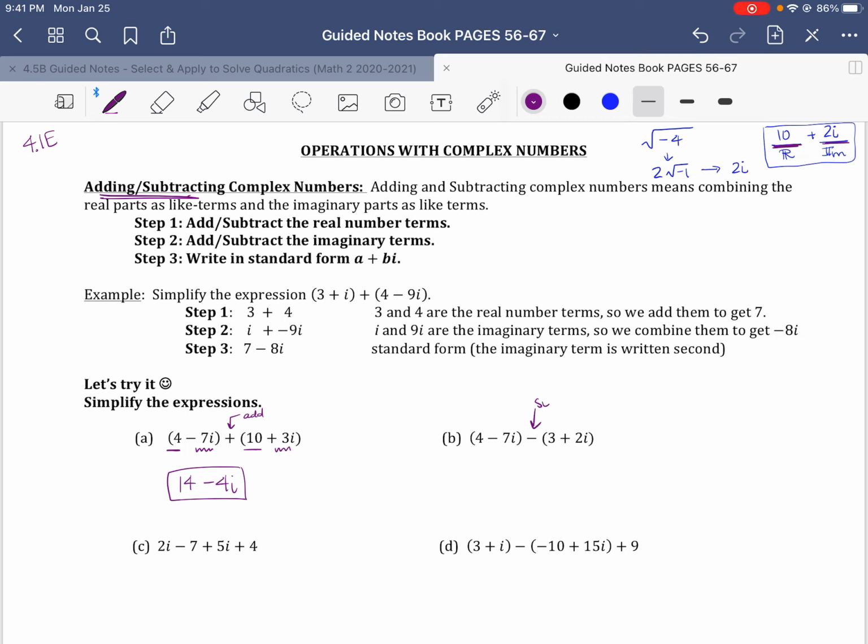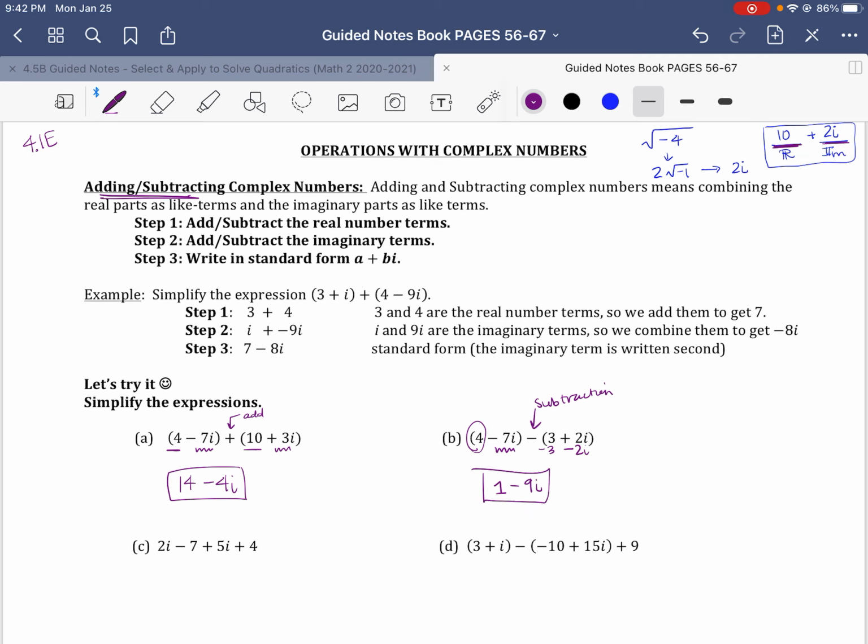On B, this one is subtraction, so just make sure you account for that negative there. So when you combine these, right, we've got 4, and then it's subtracting 3. So 4 minus 3 is 1. Then you have -7i, and again, you're subtracting 2i because of that subtraction. So -7 minus 2i would be -9i.